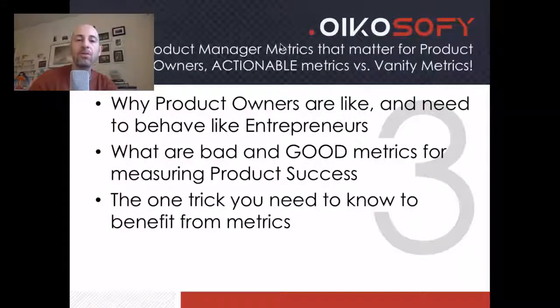Now, in Module 3, we will talk about metrics, actionable versus vanity metrics. Also, we will start by talking about why product owners are like, and need to behave like, entrepreneurs. This is one of the things that I find the most puzzling: I see a lot of product owners acting as requirement managers, and this is a problem for us, for teams, for Scrum Masters, for Agile coaches. So we need to help them think like entrepreneurs and act like entrepreneurs.